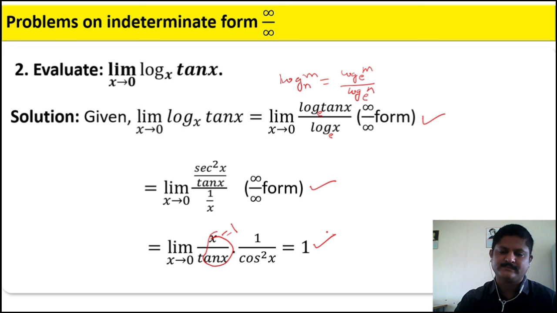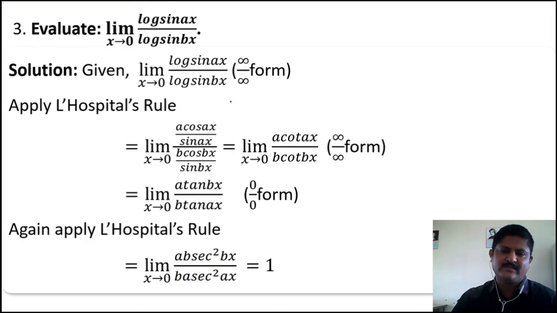The next problem is evaluate limit of x tends to 0 log of sin ax divided by log of sin bx. Definitely, if you put 0, log of sin 0 is log of 0 divided by log of 0, minus infinity by minus infinity, infinity by infinity form. Apply L'Hospital's rule. Limit of x tends to 0, a cos ax divided by sin ax divided by b cos bx divided by sin bx, which equals limit of x tends to 0, a cot ax divided by b cot bx, which is infinity by infinity.